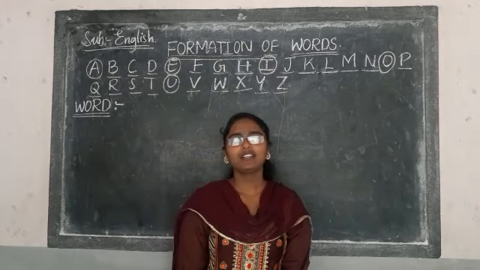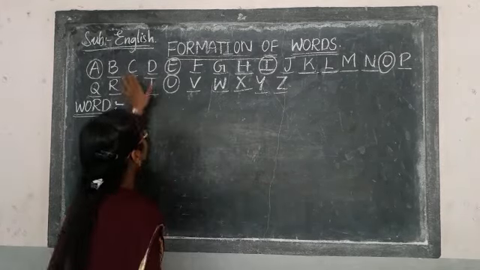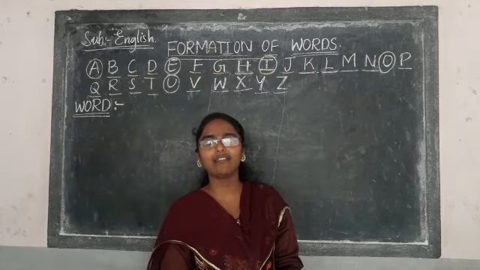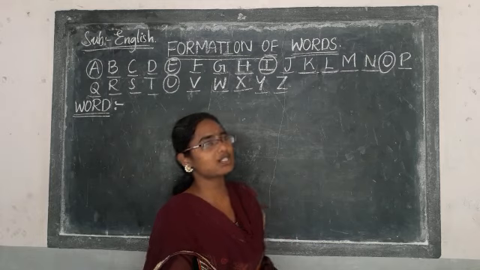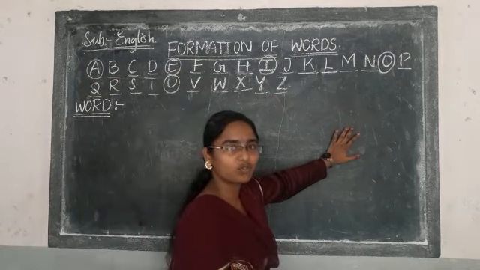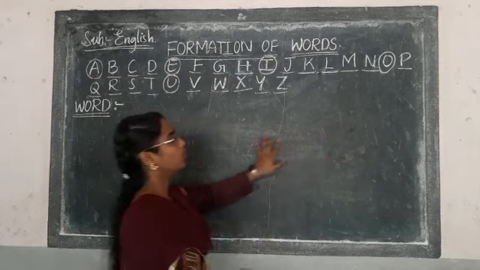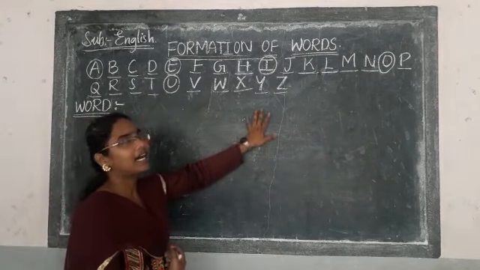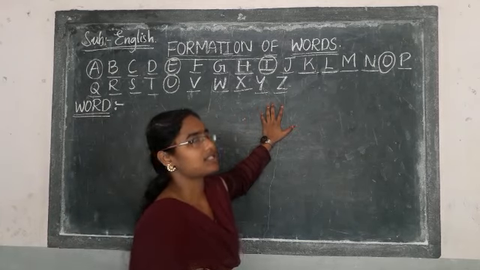Hi everyone. So today's our next topic in Hindi subject is formation of words. In previous class we have learnt vowels and consonants. Here you can clearly see the circled letters are called as vowels. Those are A, E, I, O, U. And the underlined letters other than the A, E, I, O, U are called as consonants.